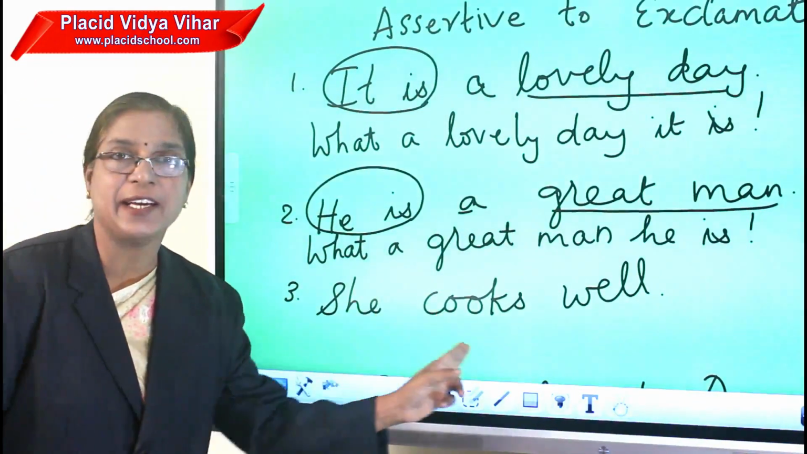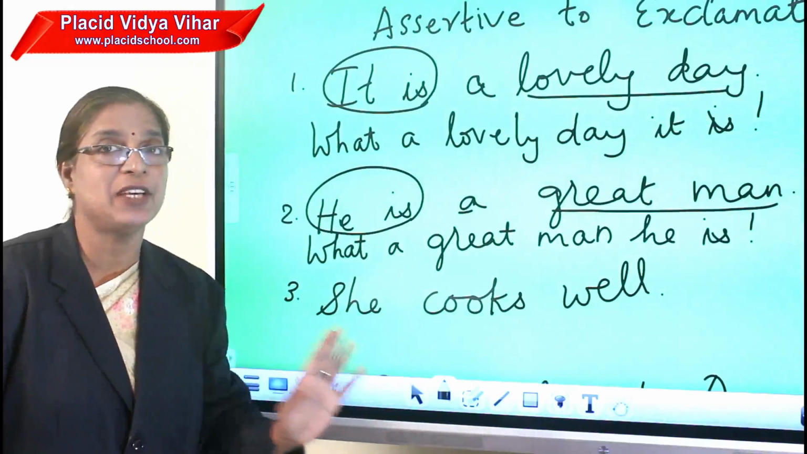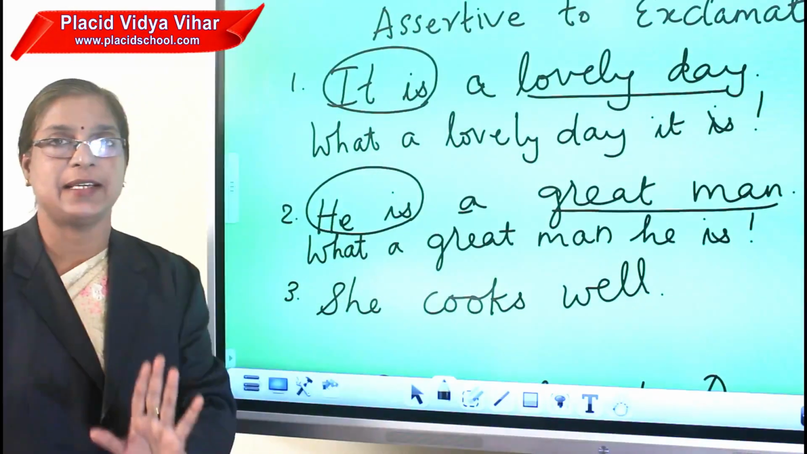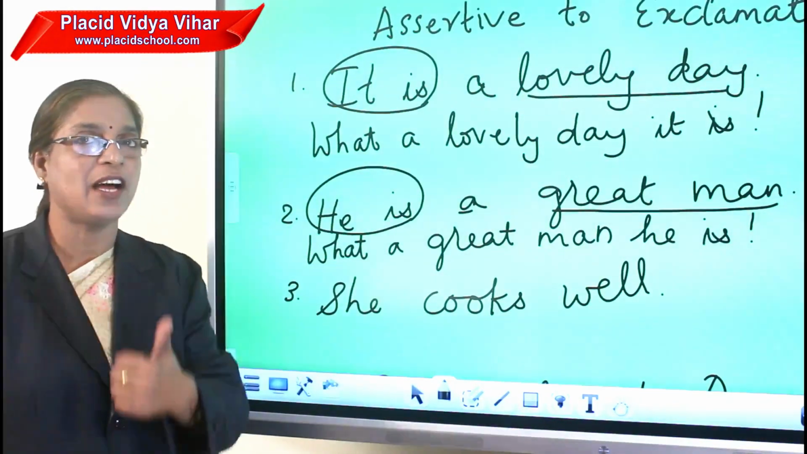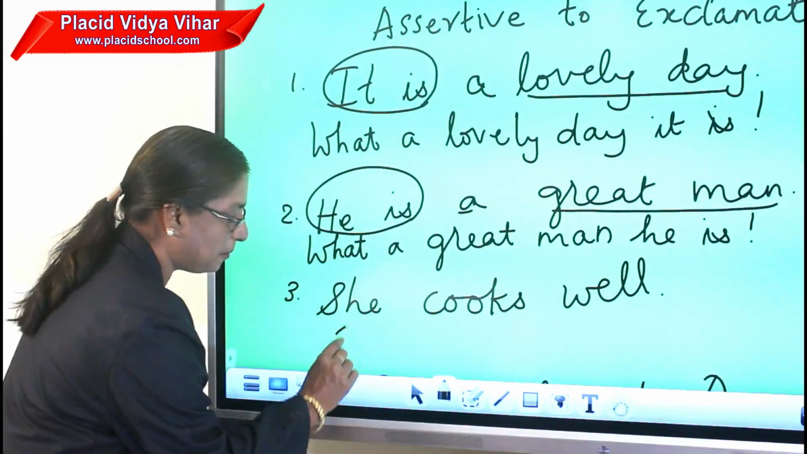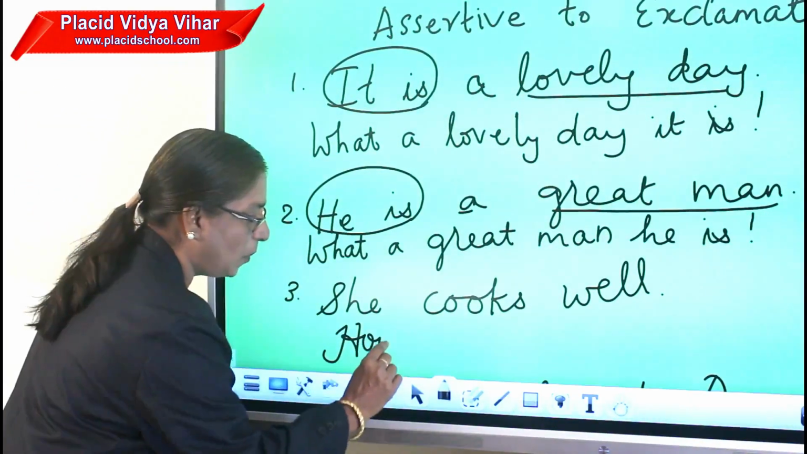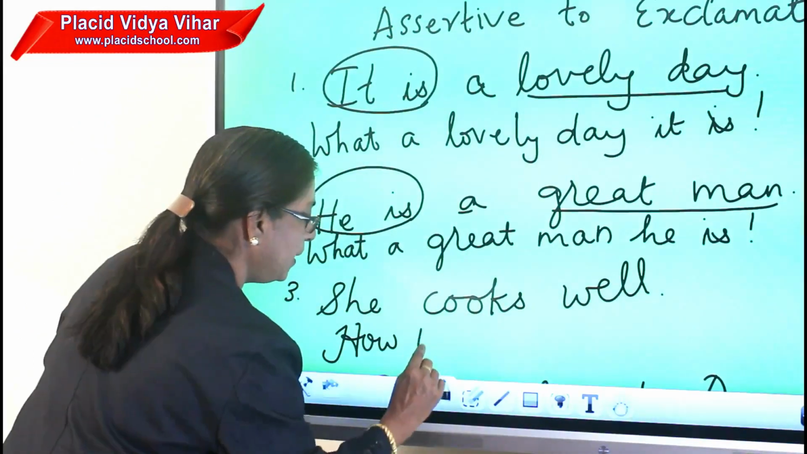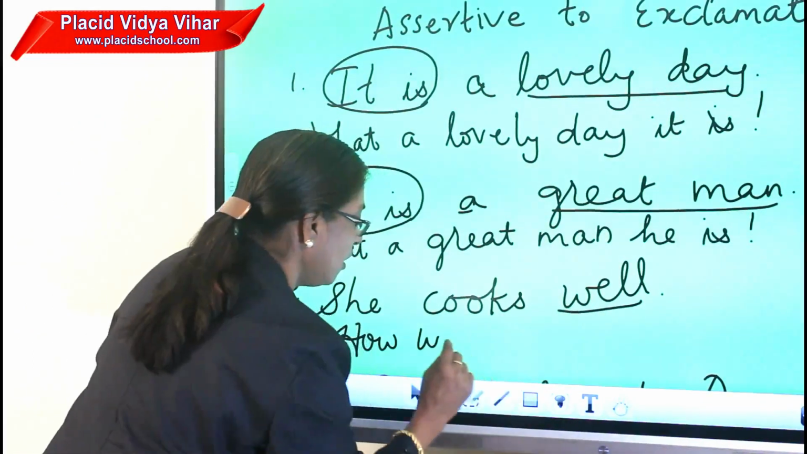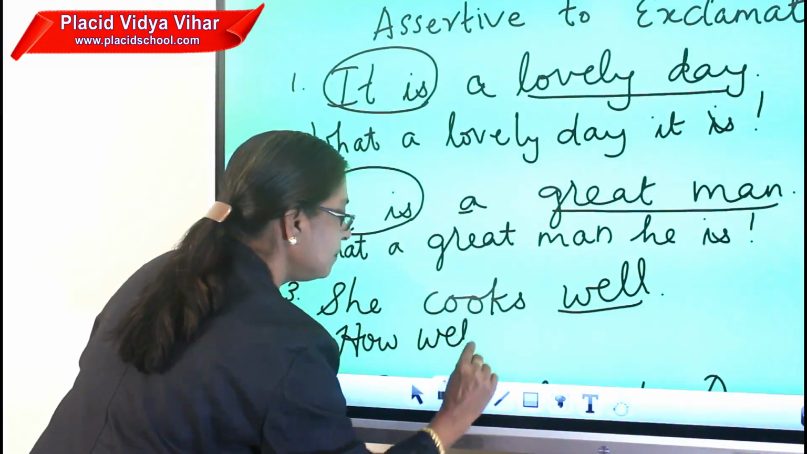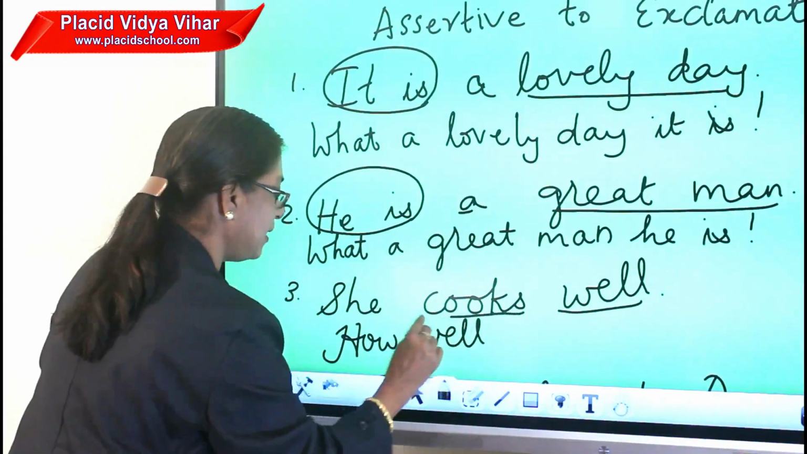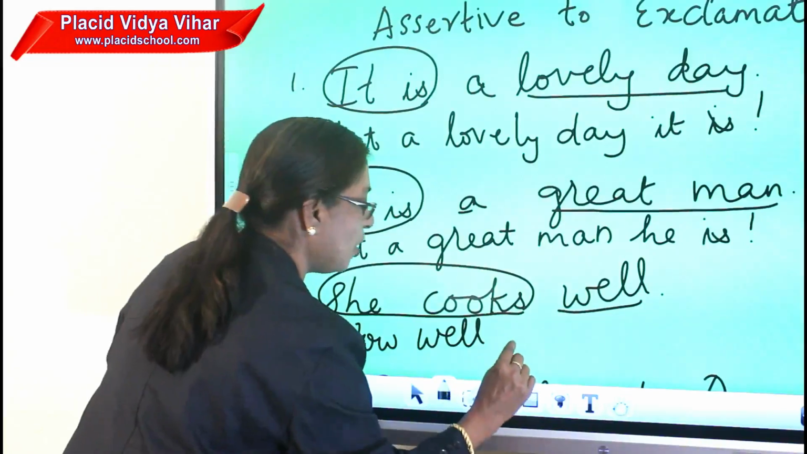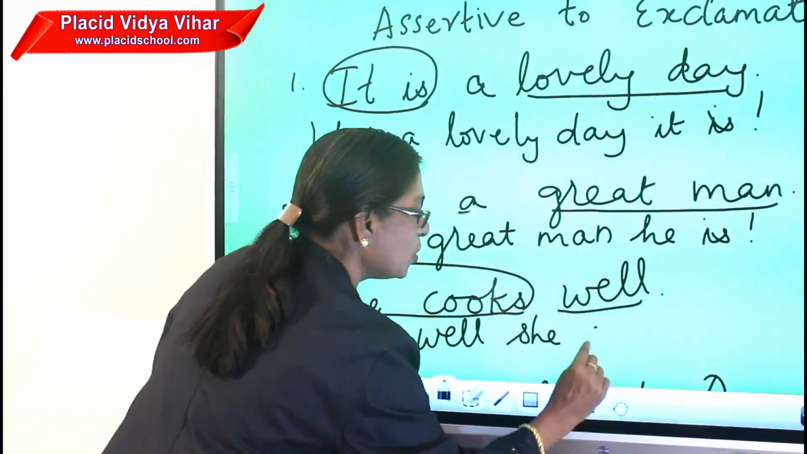Now look at this sentence. There is no a here. So the teacher told early, if there is no a or an in a sentence, you begin the sentence with how. So begin with how. How well. Write this part. How well. Then you write the end part. How well she cooks.